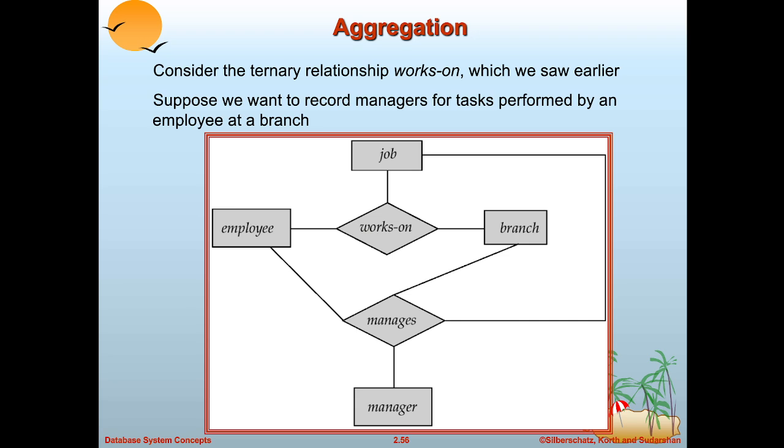Like if you take the employee entity and the branch entity, and job, you can use works on. So employee works on a branch, employee works on job. If you are going to take employee and branch and job, now employee manages the branch, employee manages job, then manager manages employee. So like that you can go for n number of relationships. So this is how we can record the managers for tasks performed by an employee at a branch.